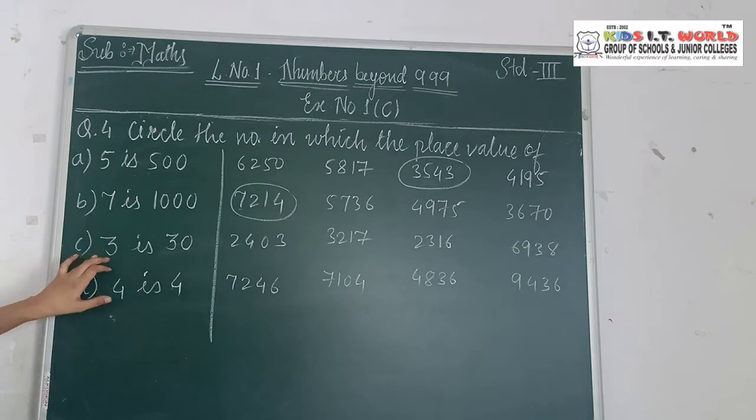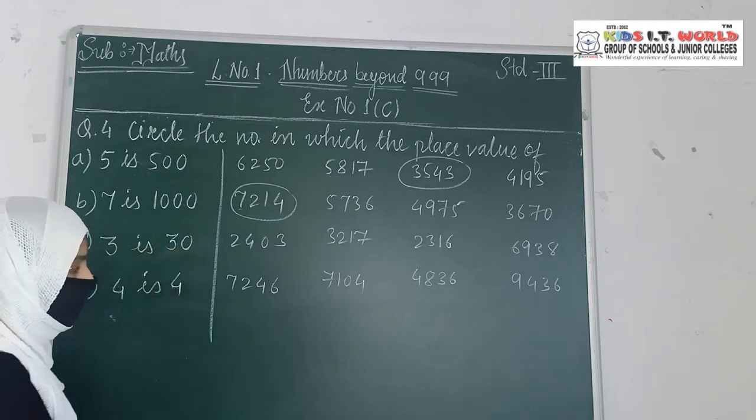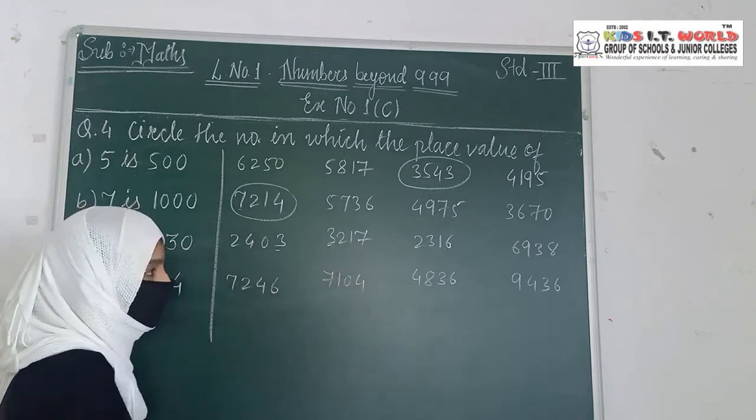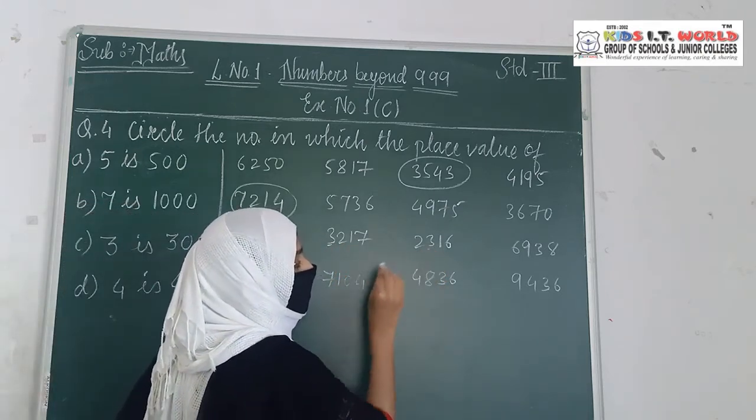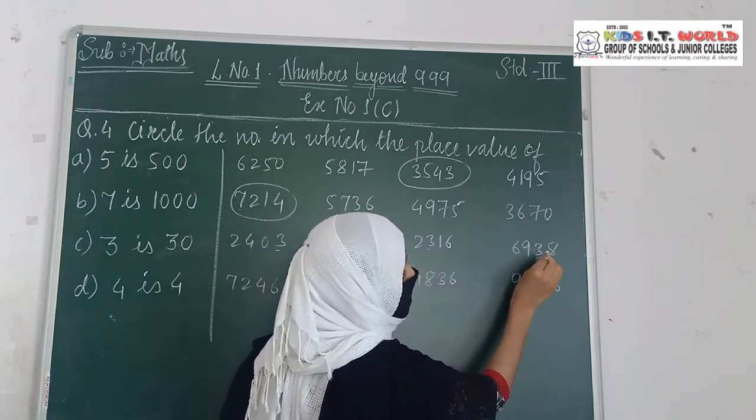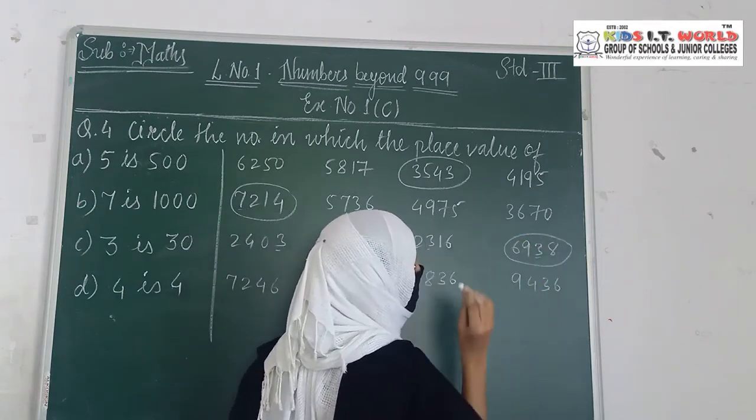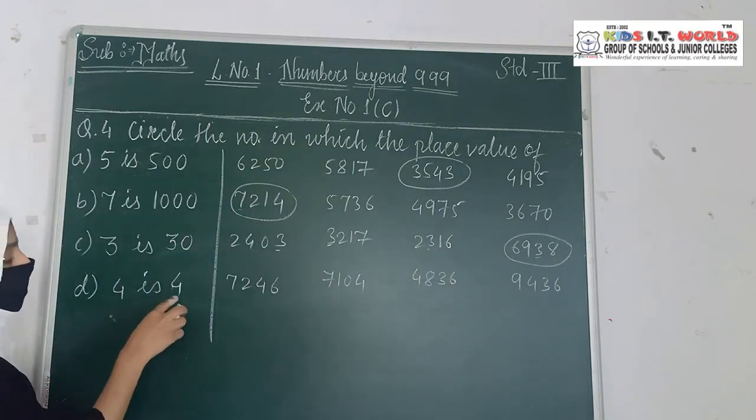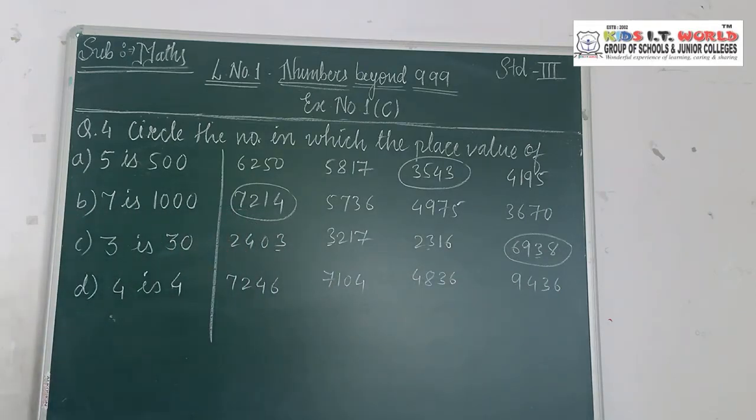Then the third one, 3 is at the tens. Here 3 is on the ones. Here 3 is on the thousands. Here 3 is on the hundreds. But on the last one, here ones and tens, 3 is on the tens. So this answer is correct here, so circle that answer. And the last one, 4 is 4, means 4 lies on the ones place.